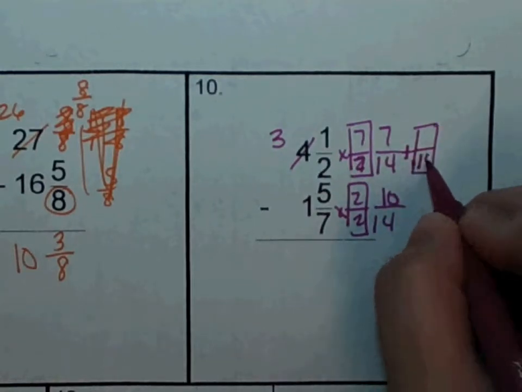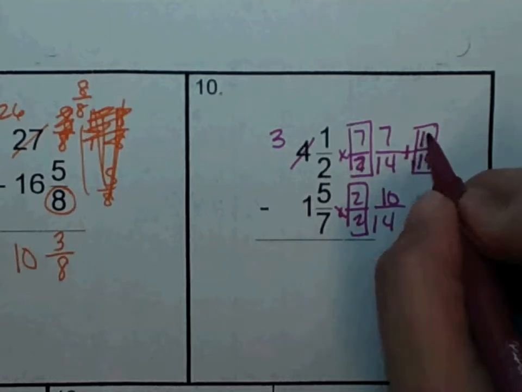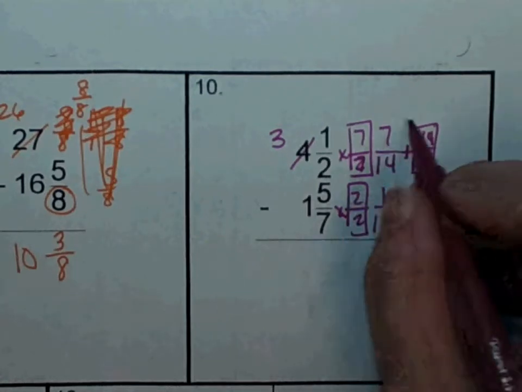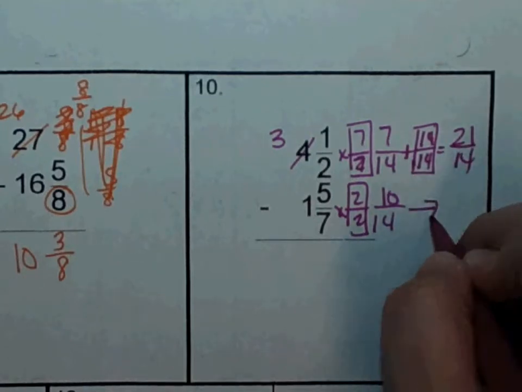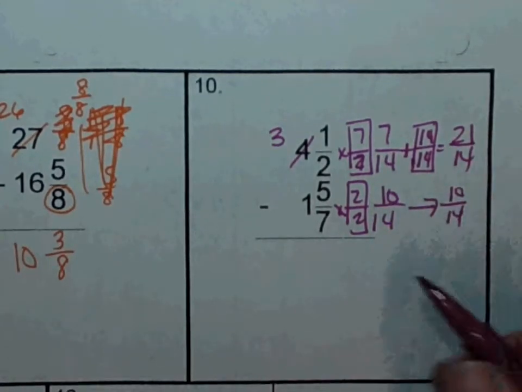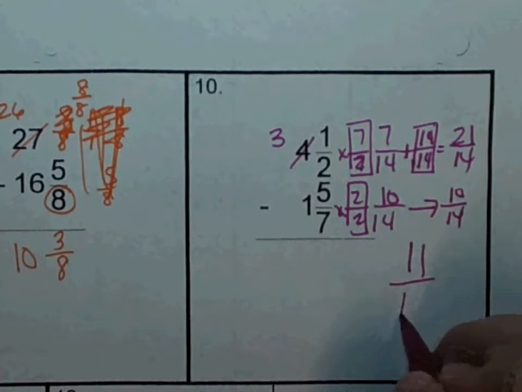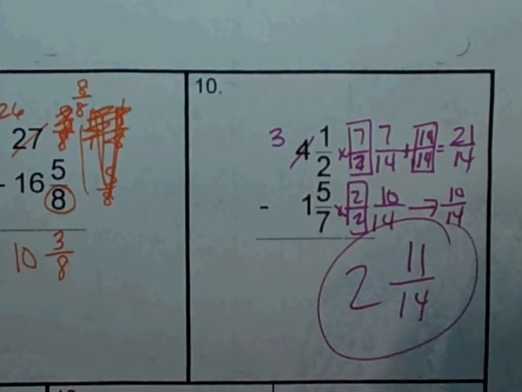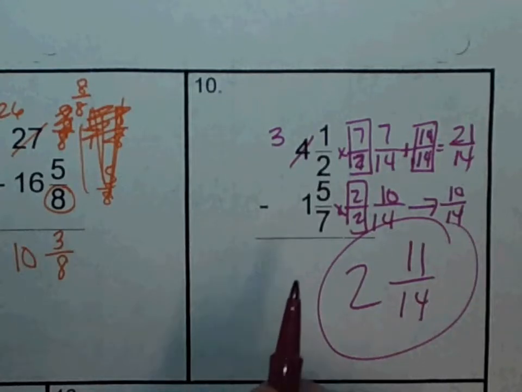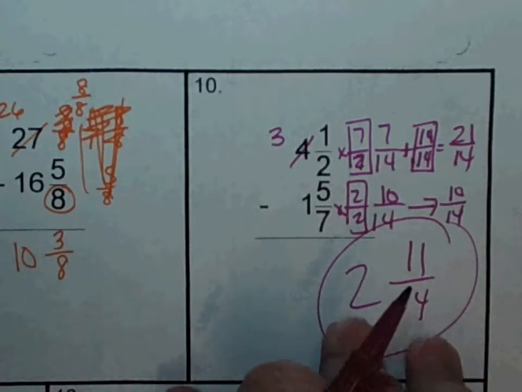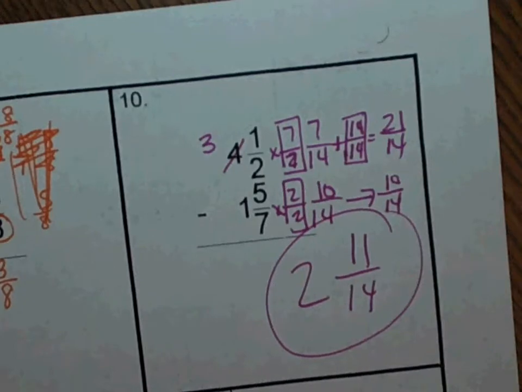Again, we're looking at that denominator, 14, and since it's a whole, I have to put 14 over 14. So now I have 21 fourteenths and 10 fourteenths. Subtract. 2 and 11 fourteenths. Again, there are lots of times for you to come in during tutorials to get help with these fractions because they're not going away, unfortunately.